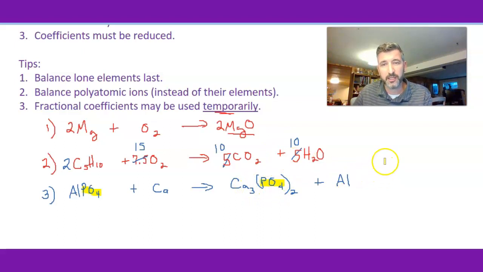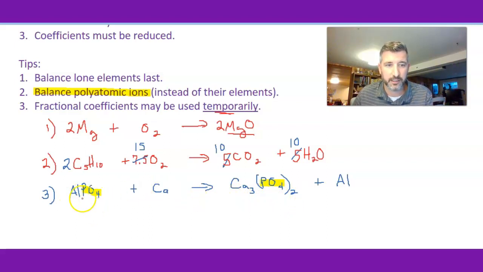But it would probably take you a little bit longer and be a little bit more confusing. So what I would recommend is anytime we have polyatomic ions, we're going to balance them as entire ions instead of individually balancing their elements, in this case phosphorus and oxygen. So in other words, very simply, all I'm saying is if I have 2 phosphates, meaning 2 PO4s on the right, I need to have 2 PO4s on the left.